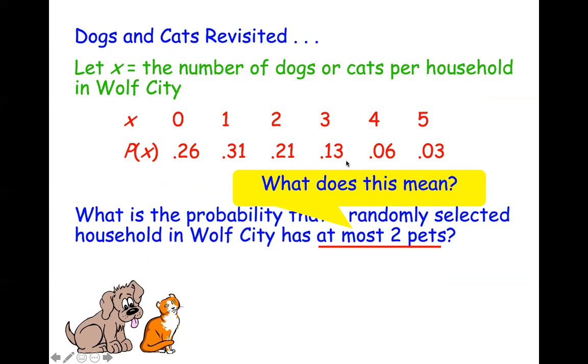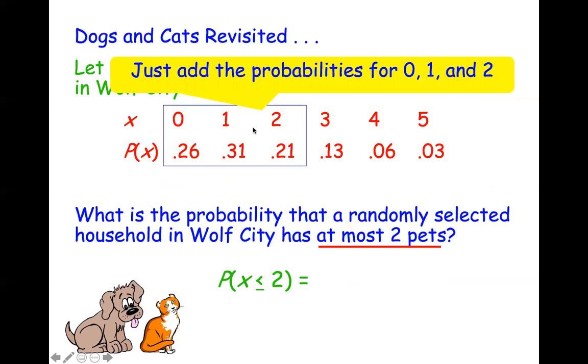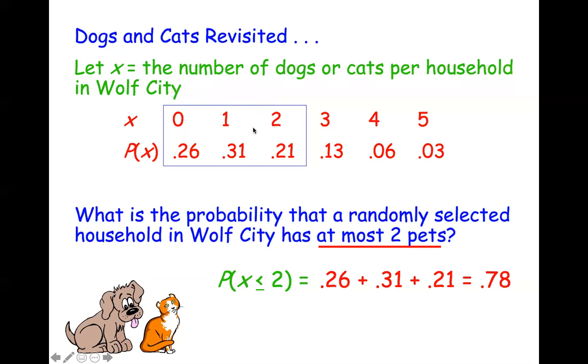At most 2 pets. What does that mean? Well, at most means that is the max. So that means I can either have 2 or 1 or 0. And since these events are mutually exclusive, I can just add up those probabilities. So then that will be 0.26 plus 0.31 plus 0.21, which is equal to 0.78. And that's your final answer. All right, and that's it. Questions on that?